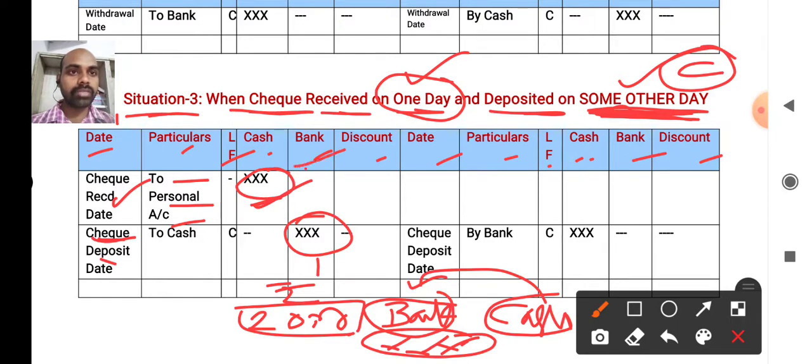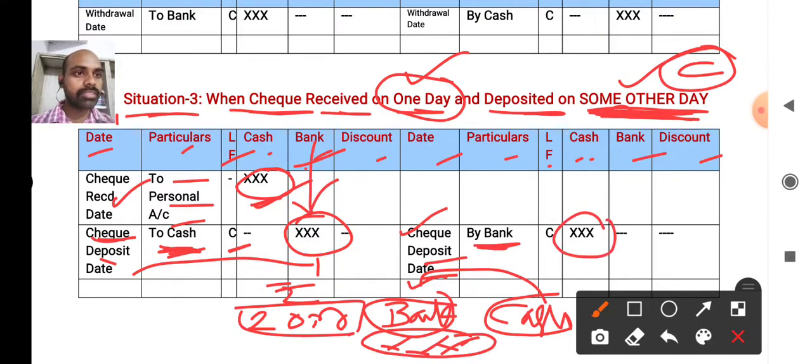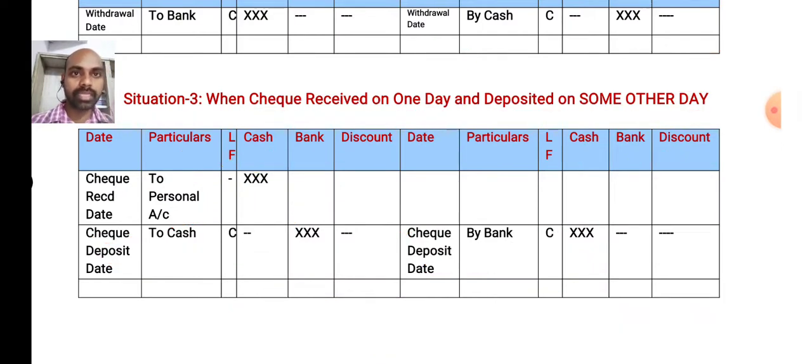When you are writing the amount in bank, you will write in particulars to cash, contra, date of check. The opposite thing we need to post on the contra entry on the credit side also. Check deposit date. Here you wrote to cash, so here you will write by bank. Here you wrote the amount in the bank column, here you will write in the cash column, in LF column C.